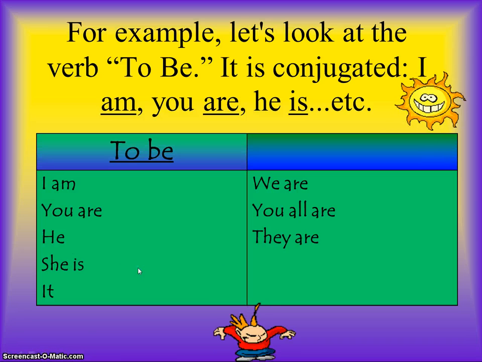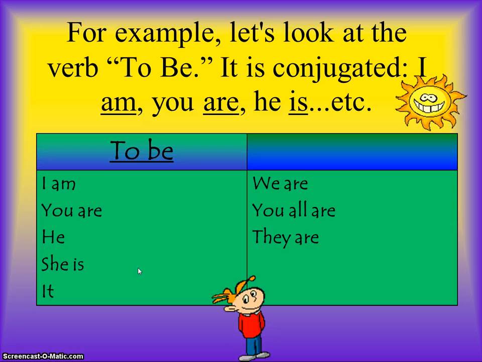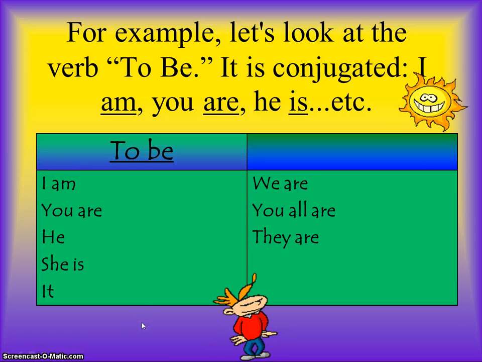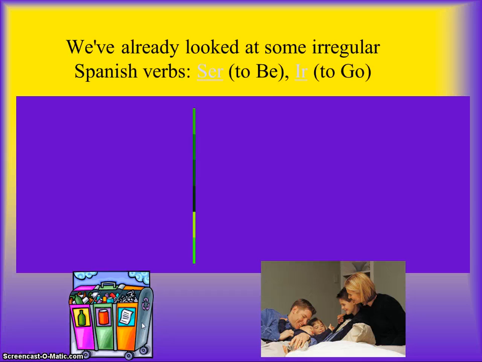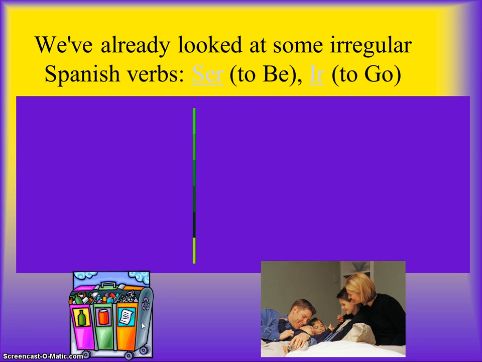So how did we know this? How did we learn this? We had to memorize it. By using it over and over again, we were able to conjugate the verbs without thinking about them. In Español, it's the same way. We've already had two irregular verbs, ser, the Spanish form of to be, and ir, to go.